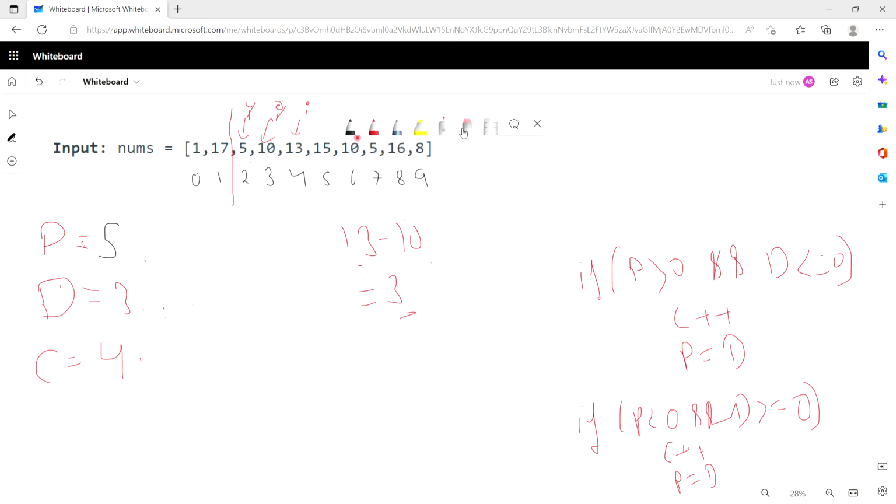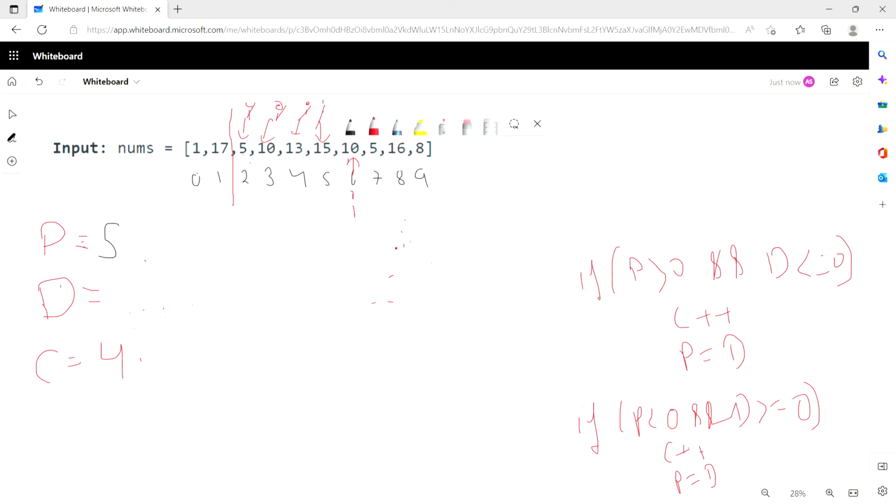Okay, so we skip that value, and now the iteration comes to this 15. The difference will be 15 minus 13, which becomes 2. The current difference is 2, and both are positive, so it will not lie in this case, it will not lie in this case, so both will not satisfy this condition. So simply we'll skip it. So we move to this position, 10.